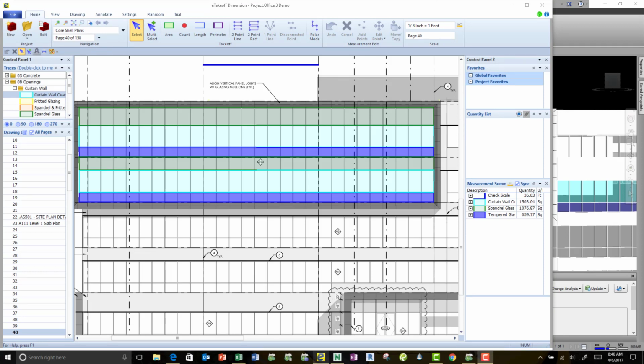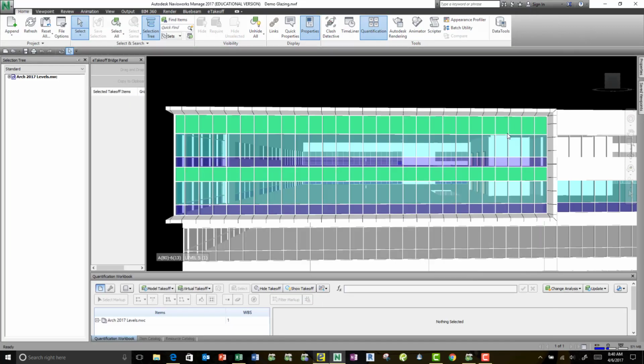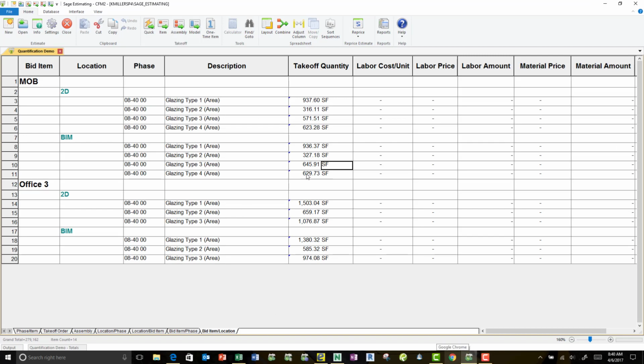This is the one that I'm calling Office 3, and again I just do this upper portion. I took off the 3 different types of glass here and received these quantities. Then in the model, this is what it looks like. I just took off this area here. It's the same area between the two. So again, I have the model versus the 2D documents, and I threw the answers out into Sage and just had them sorted like this.